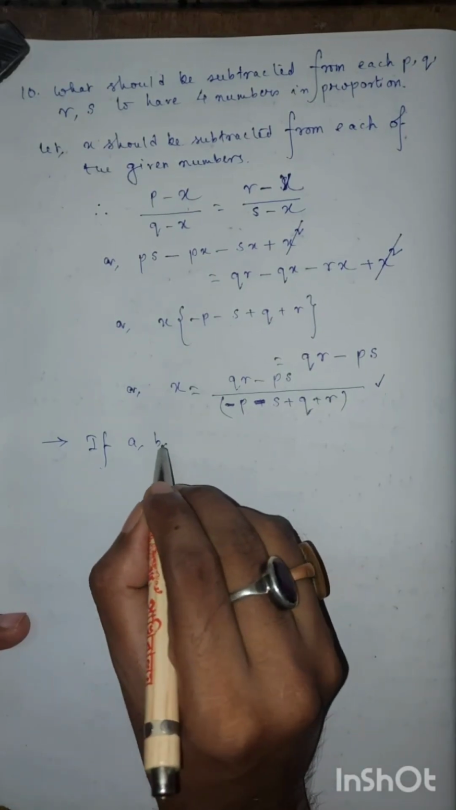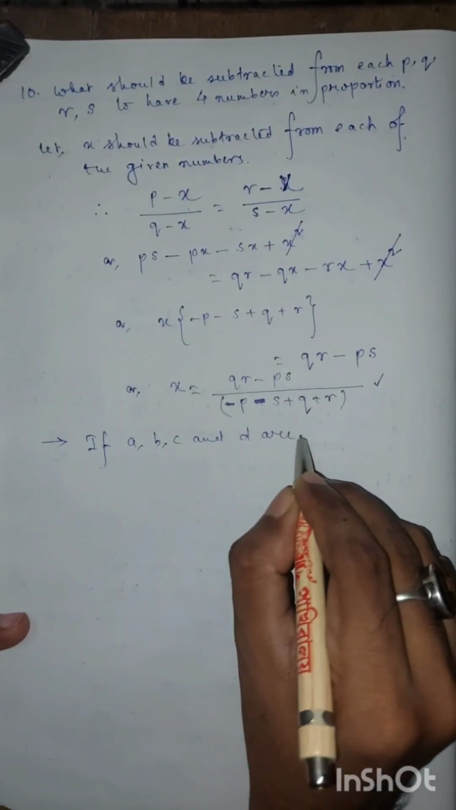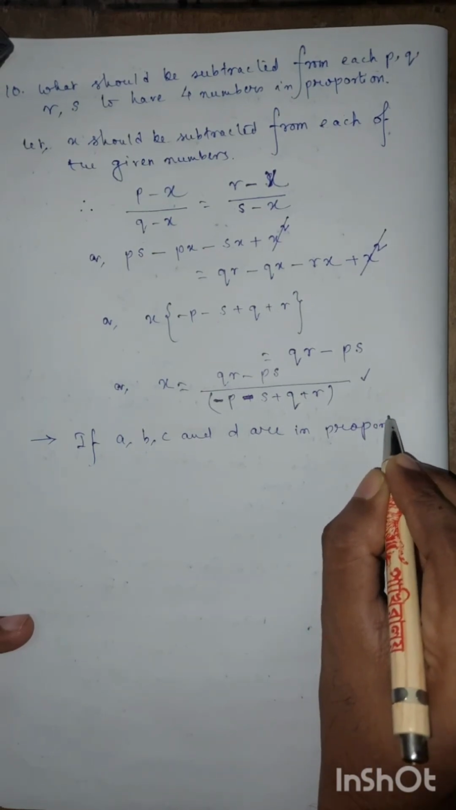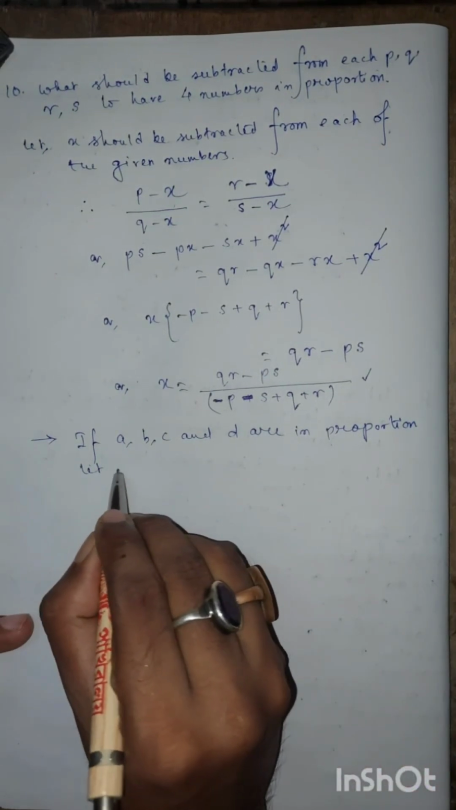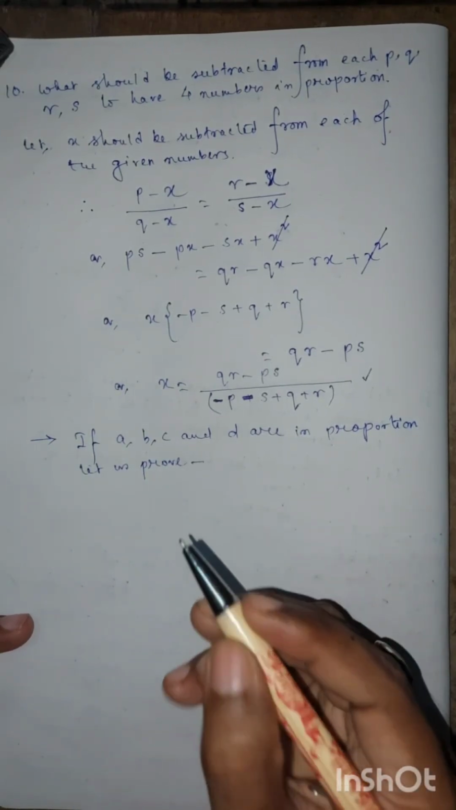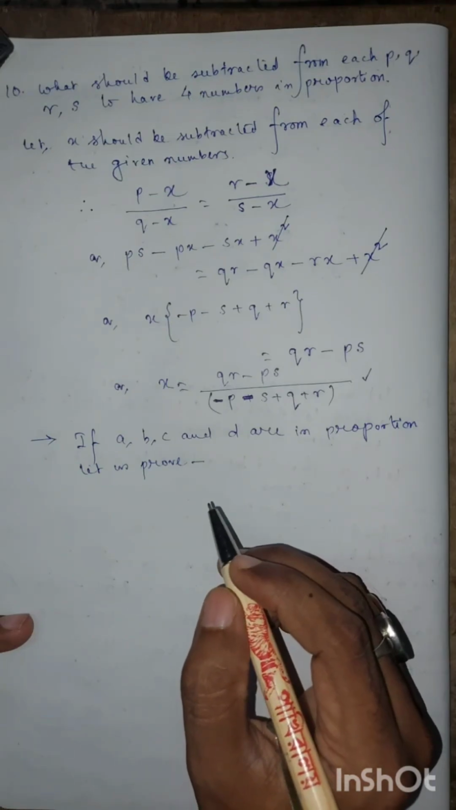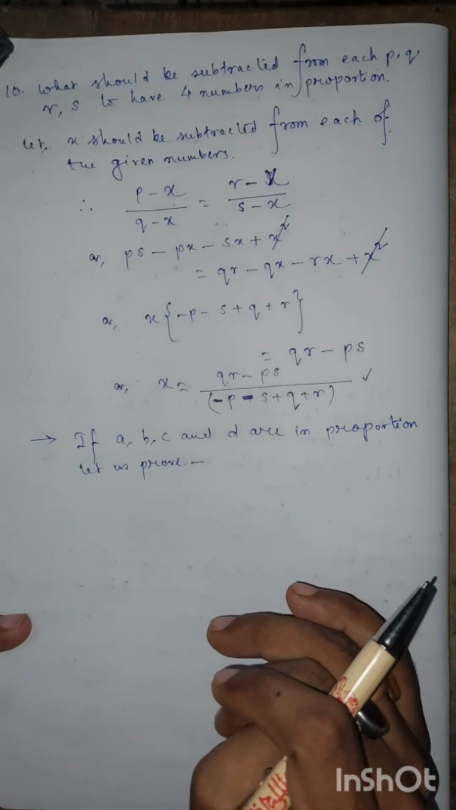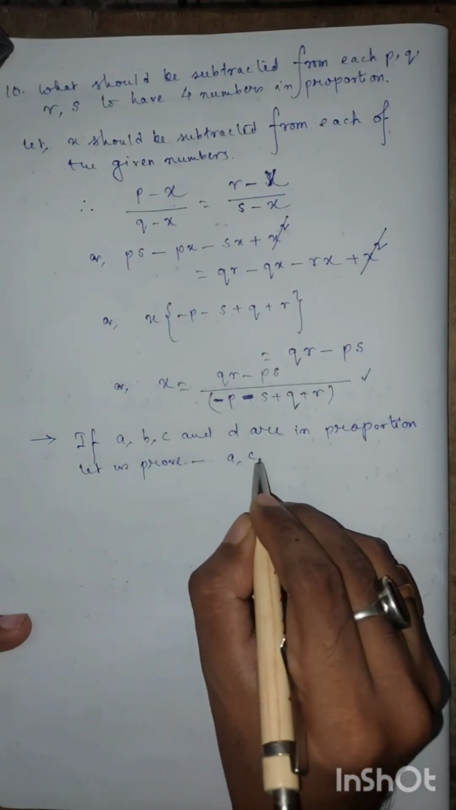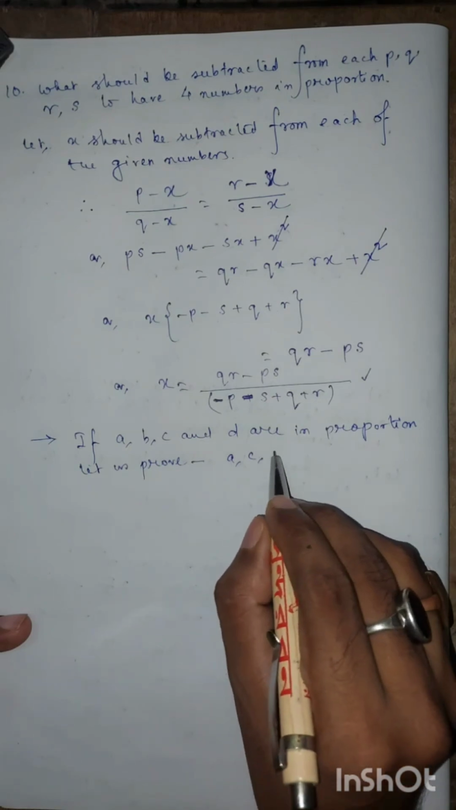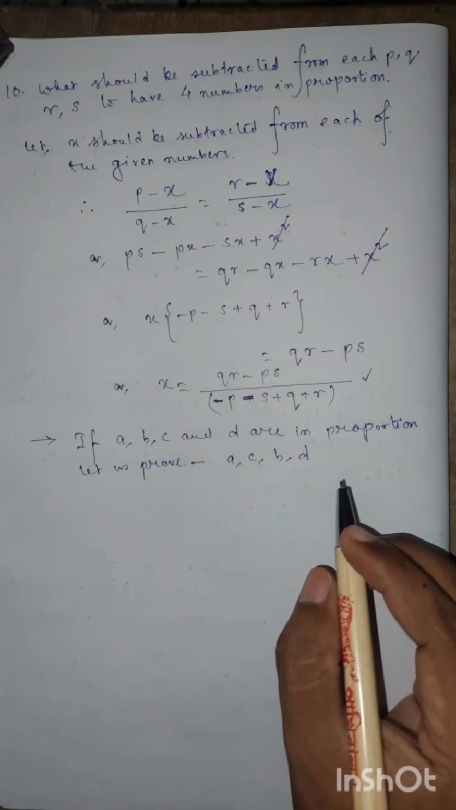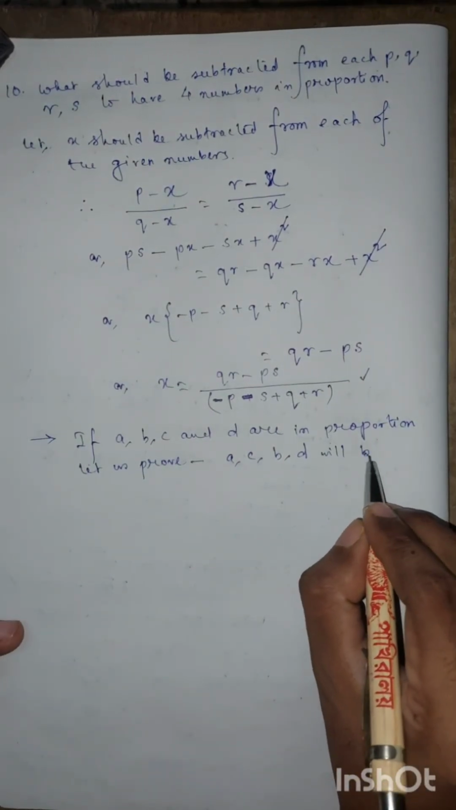If a, b, c and d are in proportion, let us prove that they will be proportional in altered orders.